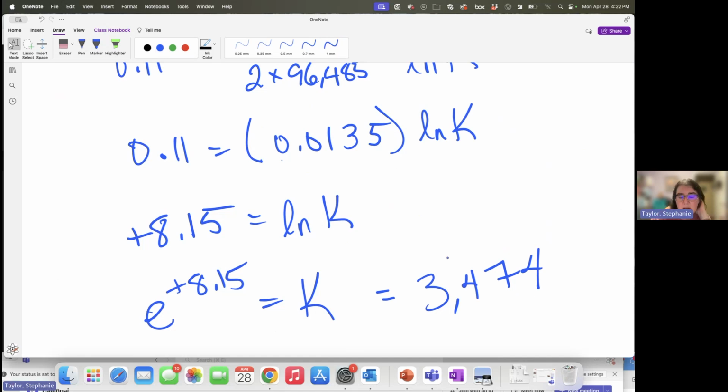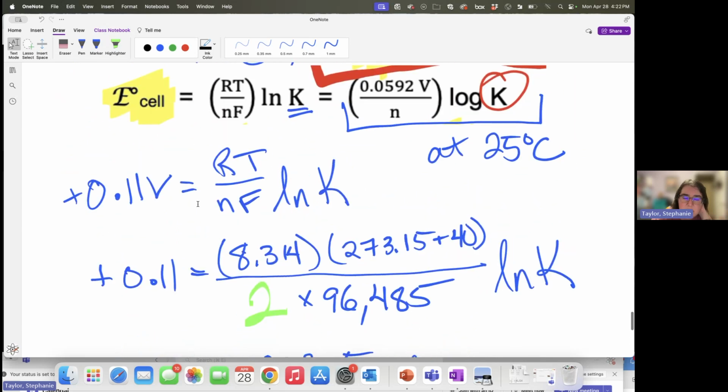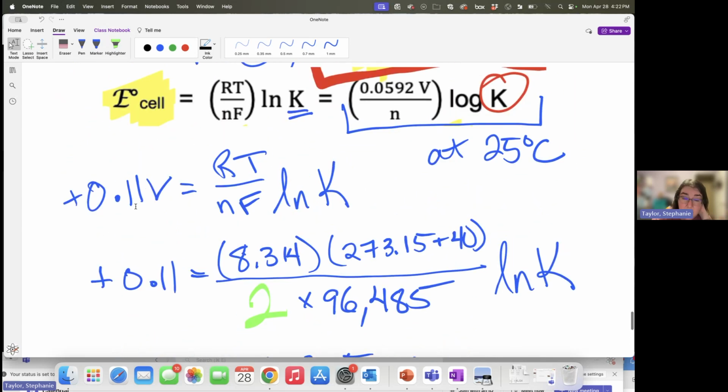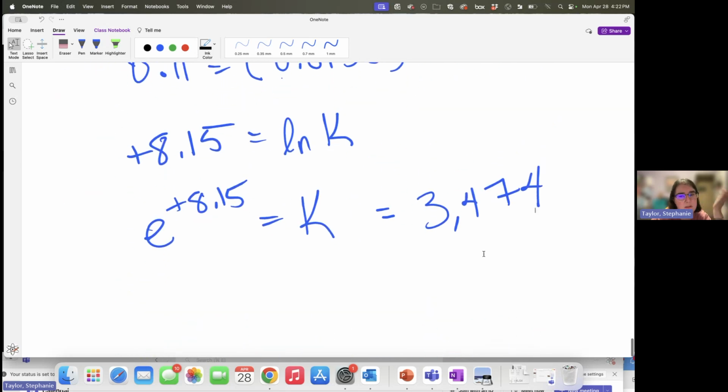When we look back, my value of E standard of the cell was positive. So I should expect this to be a spontaneous cell, something that is going in the forward direction. So it is likely that my value of K should be going towards products, and it is. So these are more product favored. So there is my value of K.